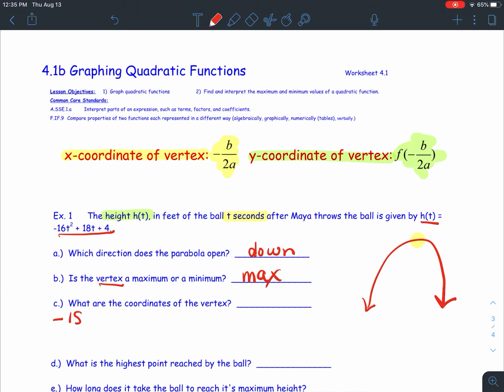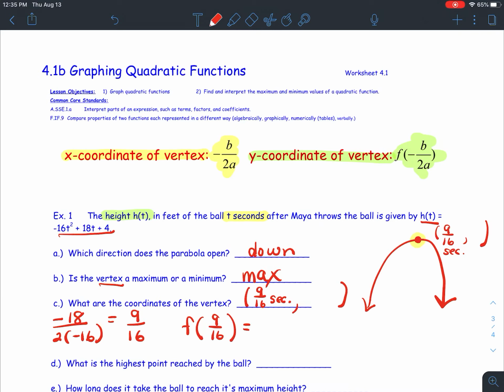Now it's asking, and this one did just come out and say, hey, what are the coordinates of the vertex? So they made this one easy for you. We're going to do negative b over 2a. So I'm going to do negative 18 over 2 times negative 16. If it is a decimal, which it is, use the math fraction button on your calculator to switch it back into a fraction. So remember, this is our time in seconds. So the x coordinate here is 9/16 seconds. The y coordinate is the height that the ball reaches.